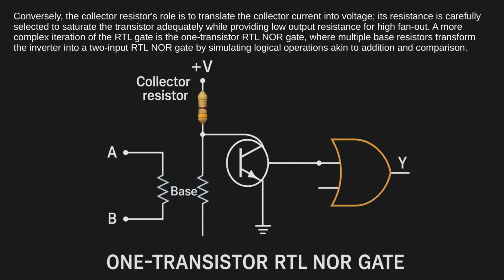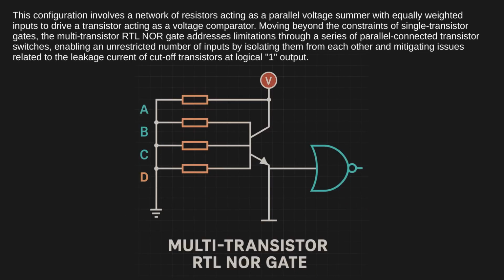A more complex iteration of the RTL gate is the one-transistor RTL NOR gate, where multiple base resistors transform the inverter into a two-input RTL NOR gate by simulating logical operations akin to addition and comparison. This configuration involves a network of resistors acting as a parallel voltage summer with equally weighted inputs to drive a transistor acting as a voltage comparator.